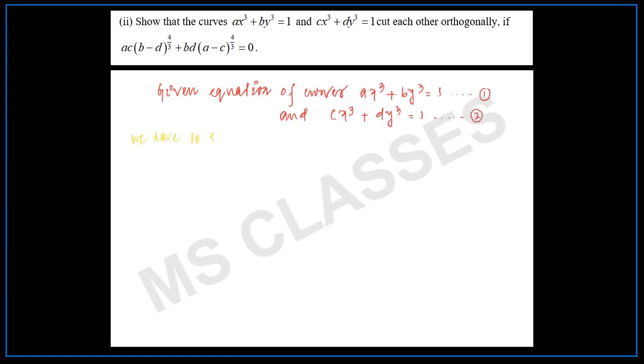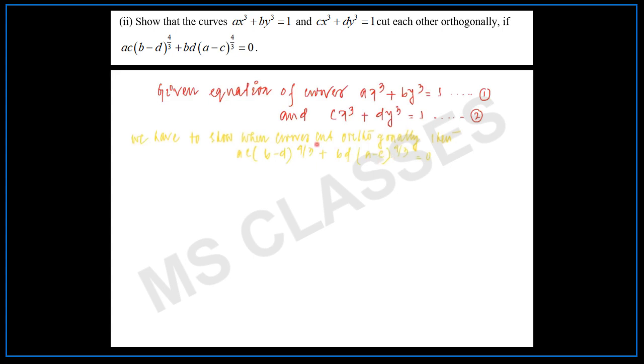We have to show that when the curves cut orthogonally, then the condition a c into (b minus d) whole to the power of 4 by 3 plus b d into (a minus c) whole to the power of 4 by 3 equal to 0 is satisfied. So this is our intention, to get this condition.